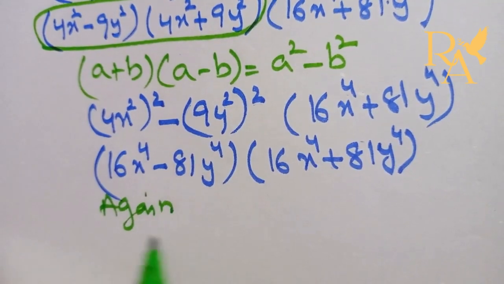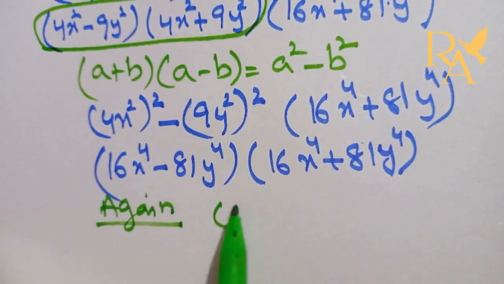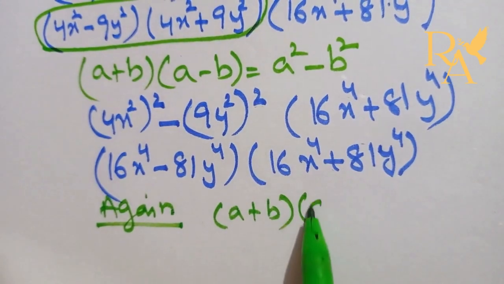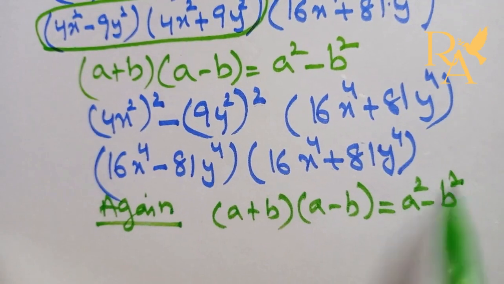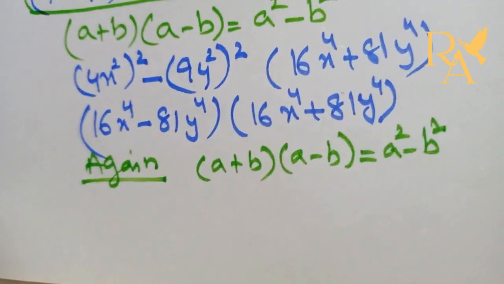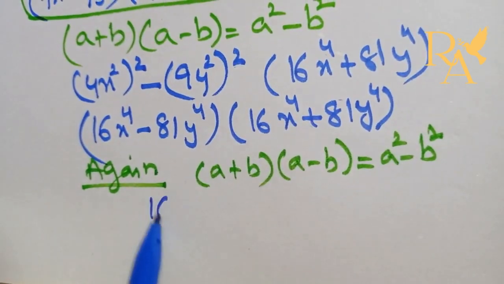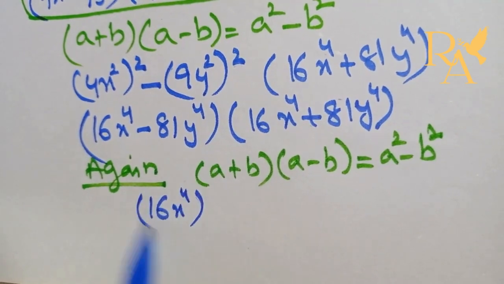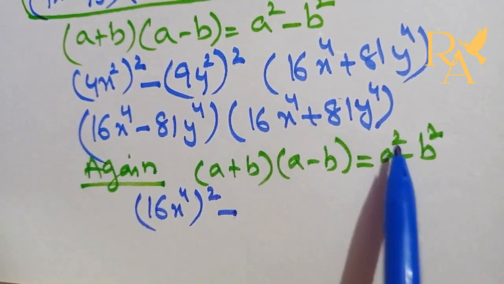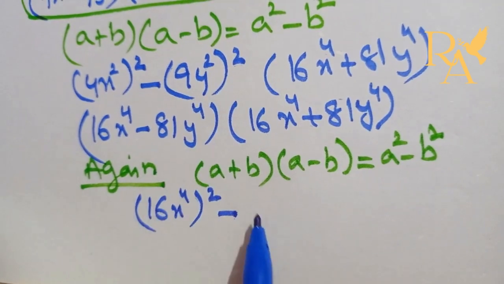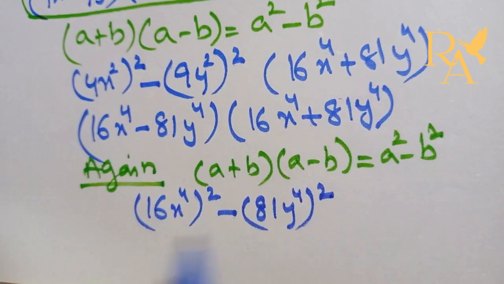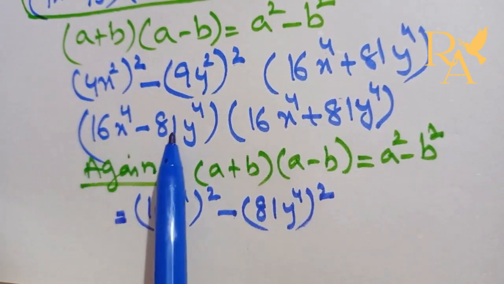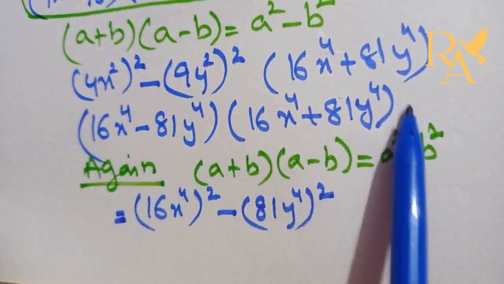Again, we are using the same formula: (A + B)(A − B) = A² − B². Here the value of A is 16x⁴, so (16x⁴)² minus the value of B, which is 81y⁴, so (81y⁴)². We have put the value of A and B in this equation.